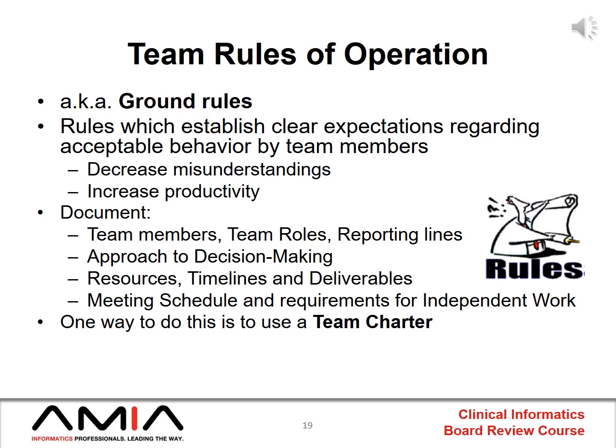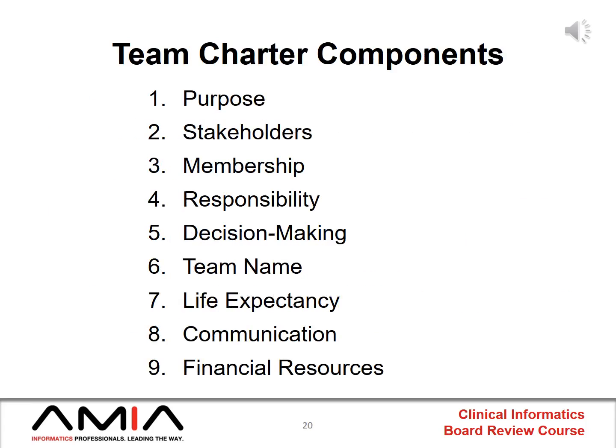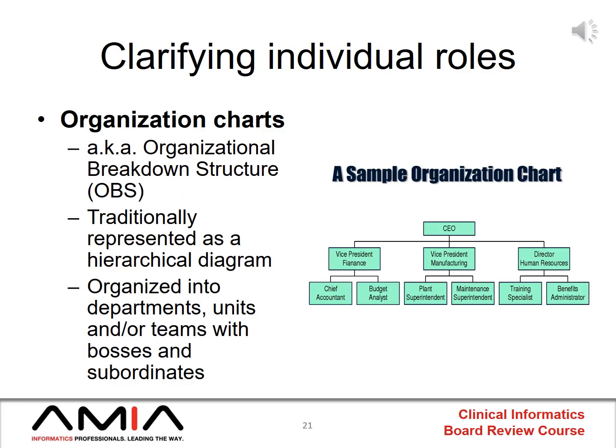One way to help establish rules of operation is to use a document called a team charter. Team charters are more commonly used for temporary teams. However, they can also be used for more long-lasting teams that don't have a definitive end date. The components of the team charter are shown in this slide, and they serve as a framework to help team members know how they can expect to make decisions, who's a member of the team, how long the team is expected to last if there is an end date, how the team members will communicate with each other, any financial resources, and so on.